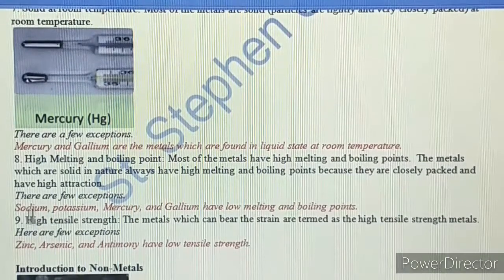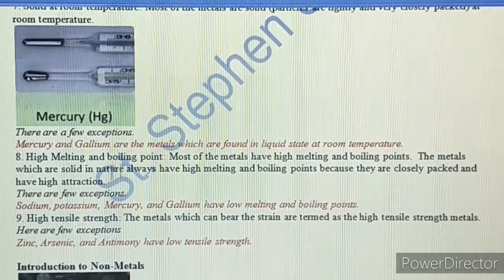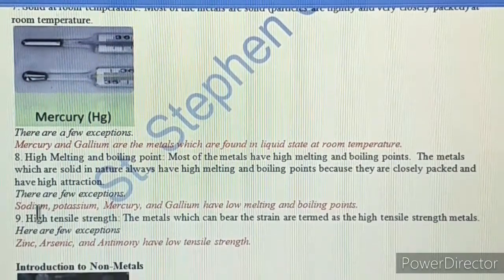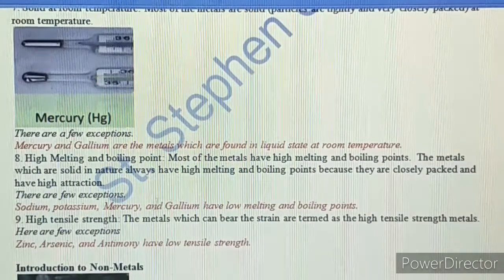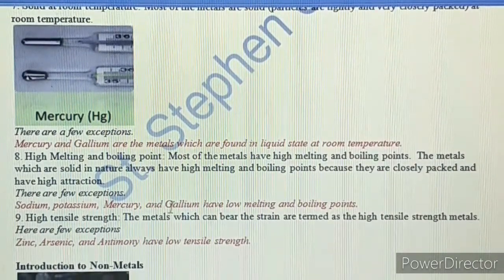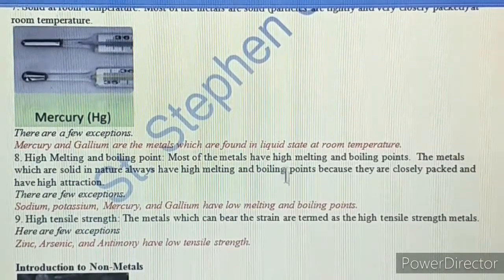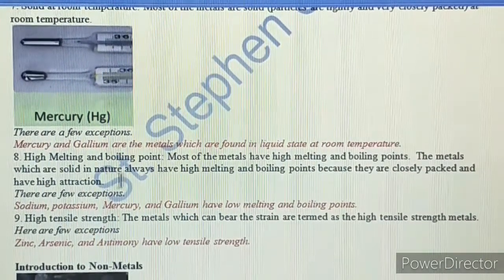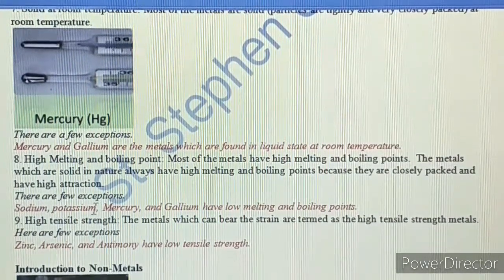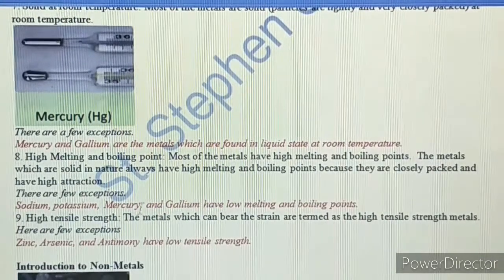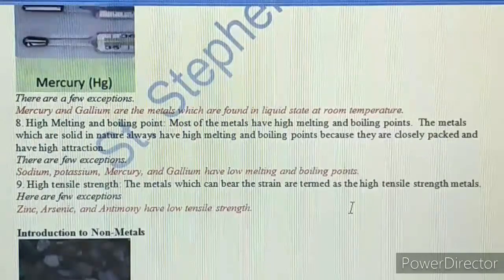And there are some few exceptions. Those which are soft do not have high melting and boiling point, like sodium, potassium, mercury and gallium, which are liquid in state. So we can say that most of the metals which are hard, which are solid in nature, have high melting and boiling point, while sodium, potassium, which are soft, mercury and gallium, which are liquid at room temperatures, have low melting and boiling points.